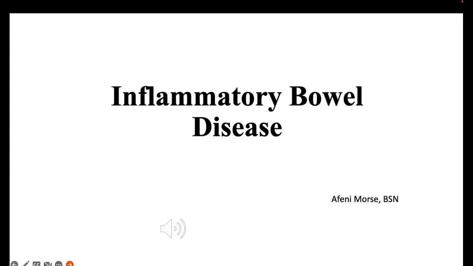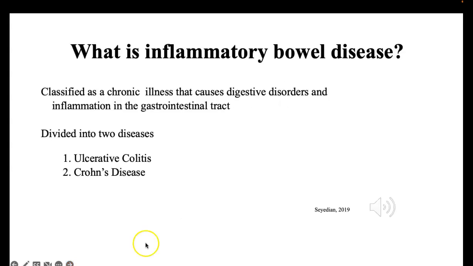I am a graduate student at Nicholls State University in the Education of Nursing program, and I'm going to discuss with you inflammatory bowel disease. So, what is inflammatory bowel disease? It's classified as a chronic illness that causes digestive disorders and inflammation in the gastrointestinal tract. It's divided into two parts: ulcerative colitis and Crohn's disease, and I'm going to break those two up and discuss them separately.